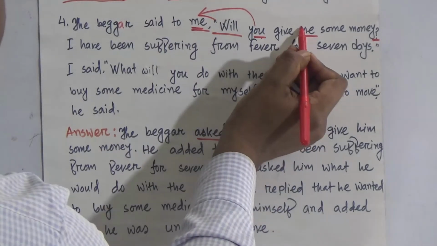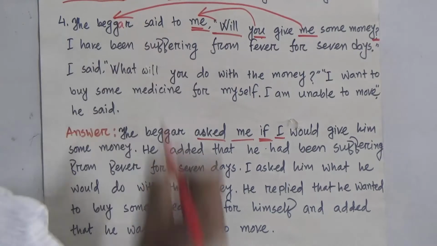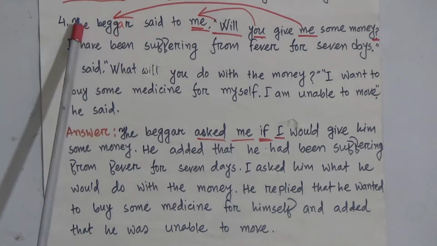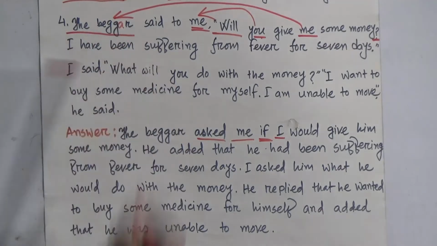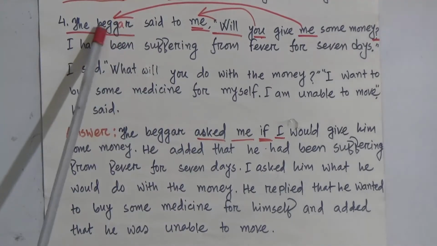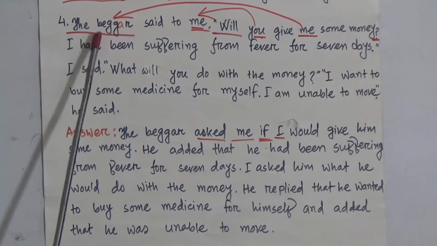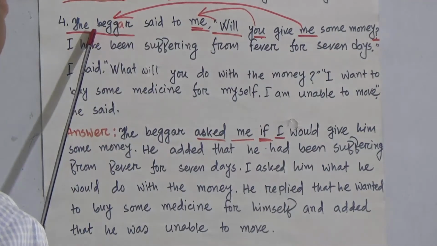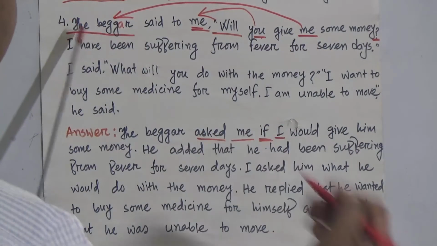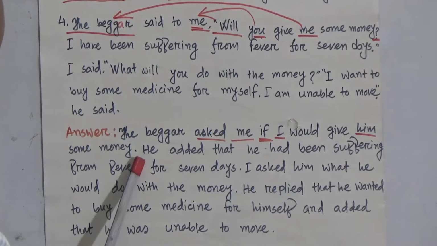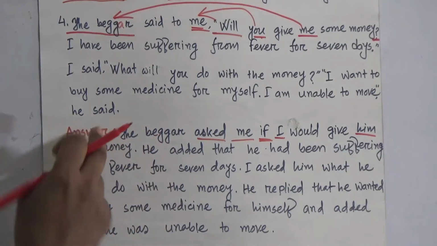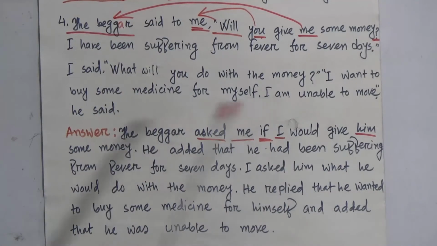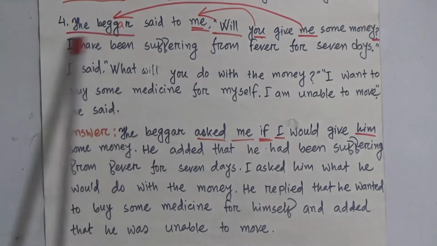First person would be changed according to the subject of the reporting verb. The subject of the reporting verb was the beggar. What is the pronoun of the beggar? The beggar's pronoun is he. So me is in the objective form, so he also would be converted into its objective form. He, him. Him some money. Okay, it's quite complicated, but if you listen to the lecture again, then it would be easier for you.